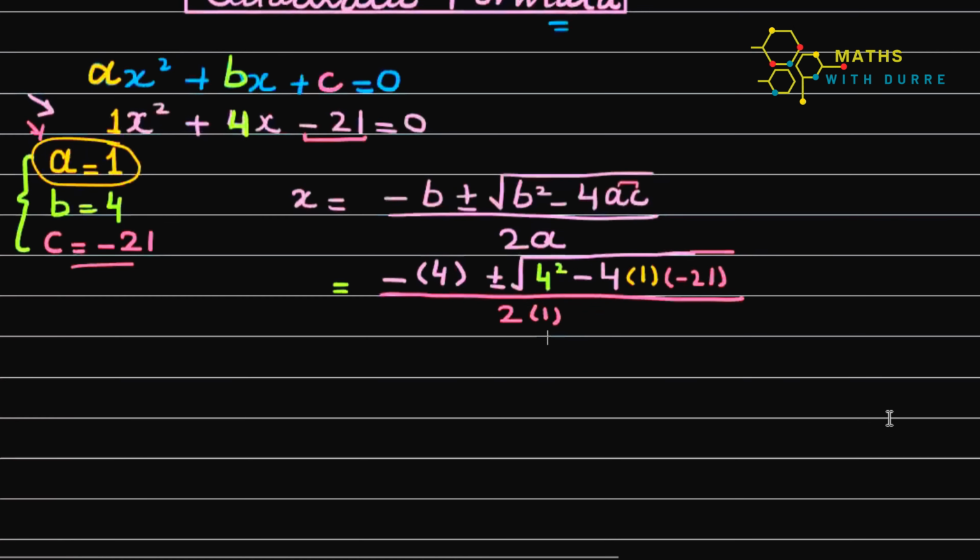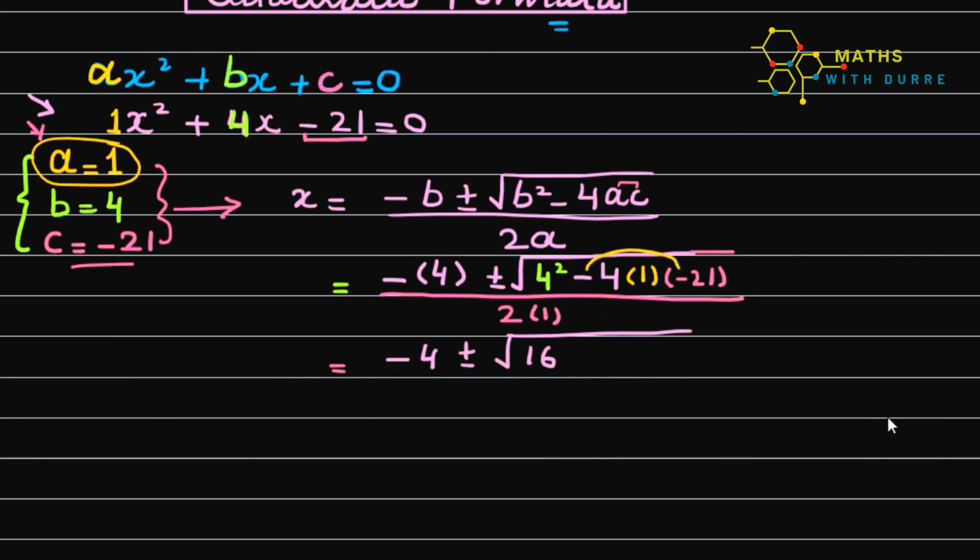You just need to identify the coefficients and the constant term, and then substitute all these 3 values in this formula. Now, further, you just need to simplify it. Minus 4 plus or minus the square root of 4 times 4, which gives you 16. And now I'm going to solve this expression. So minus into minus is giving me plus. And 4 times 1 is 4. And 4 times 21 is giving you 84. Now upon 2 times 1, which is 2.